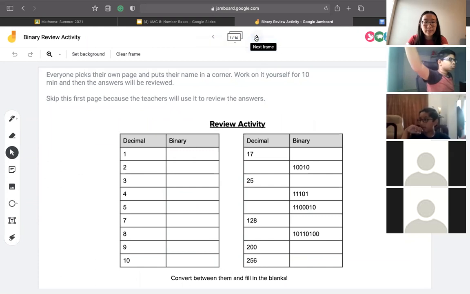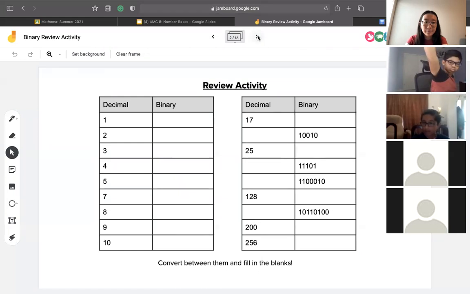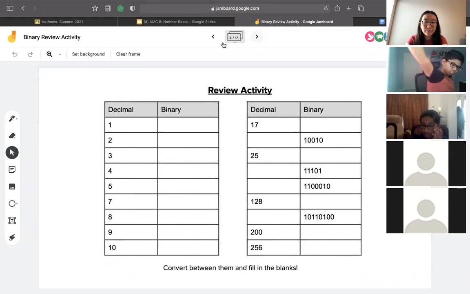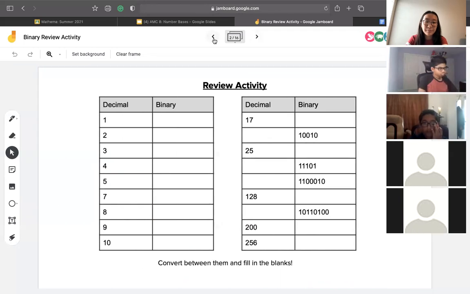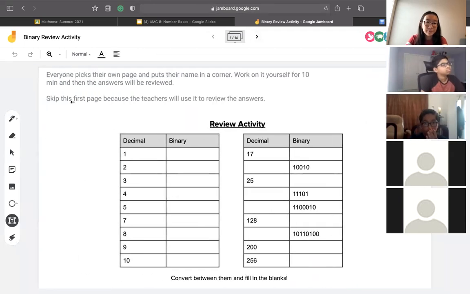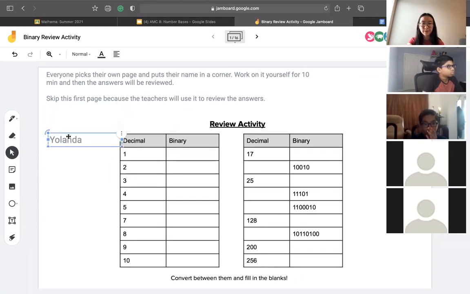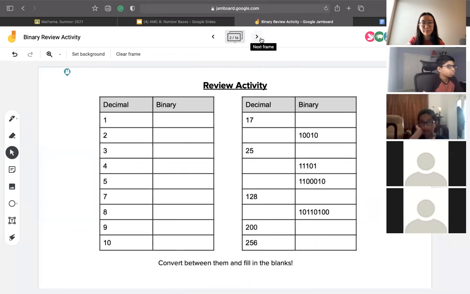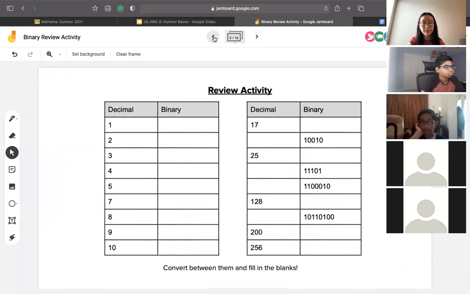Okay, so what we're going to do, everyone is going to pick their own page, and you should put a text box or a sticky note with your name on that page. And we're going to have 10 minutes where you should try converting these on your own. So just pick a random page and put your name there. I'm going to put my name on the first page because I'll use it to review the answers. And just focus on the first column first because those are simpler. You can go to the second column if you want more of a challenge. Just put your name in the corner and pick a side. Okay, great.